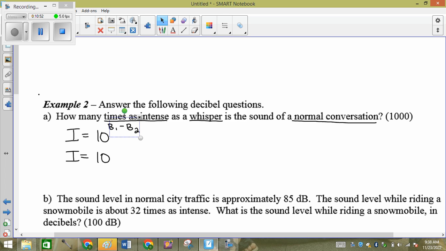Go on the front of your page: what is the bells of a whisper, or of a conversation, sorry? 6.0.